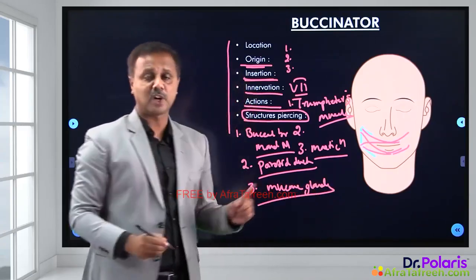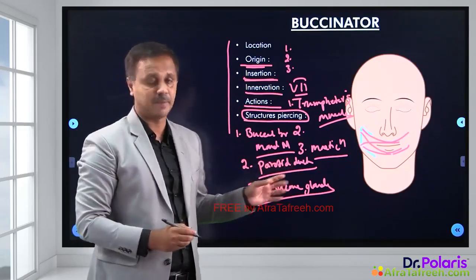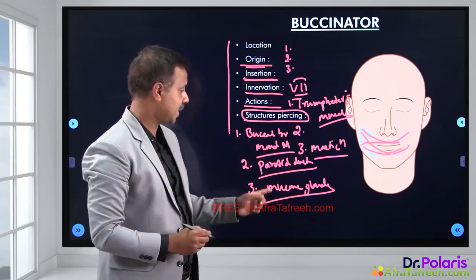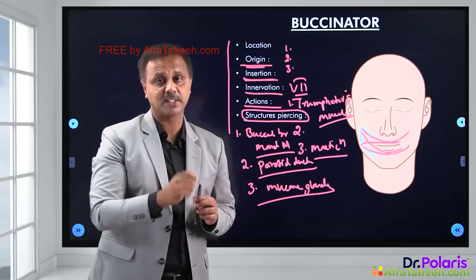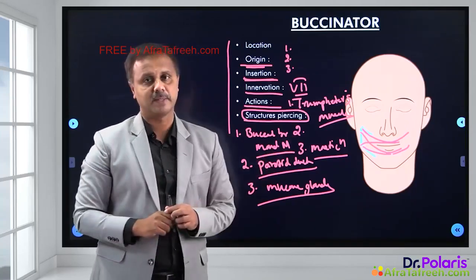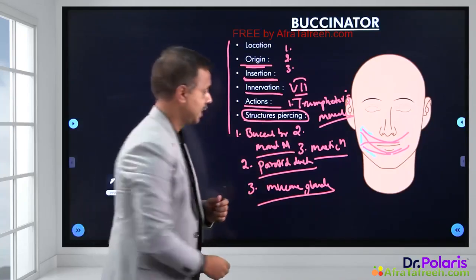As I said, this is a commonly asked short answer and viva question during your exam. The parotid duct, the buccal branch of the mandibular nerve, and the ducts of the mucus glands pierce the buccinator muscle. This is regarding the details of the buccinator muscle.